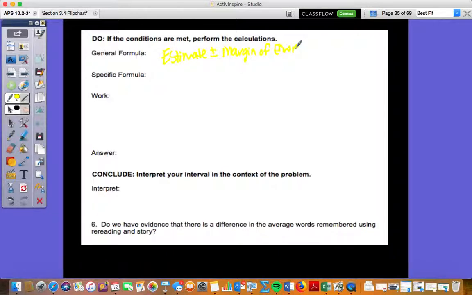The specific formula. What is the estimate? X bar difference. Nicely done. Plus or minus. What's the margin of error? T star. What do we call T star? Critical value. What follows this? Standard error. S x squared over... S of x over square root of n.